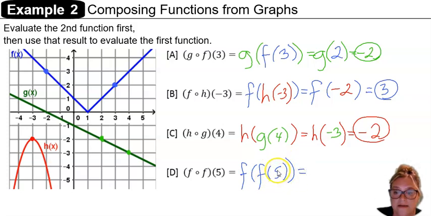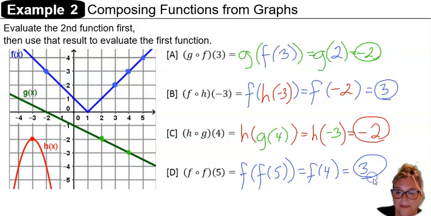So we go to x is 5. We come up to the blue graph, that's f of x. So x is 5. We come across, and the output, the y value, is 4. So we're evaluating f of 4. So we go to 4 on the x-axis. We're looking for the graph for f. There it is. So when x is 4, the y value, the output, is positive 3.